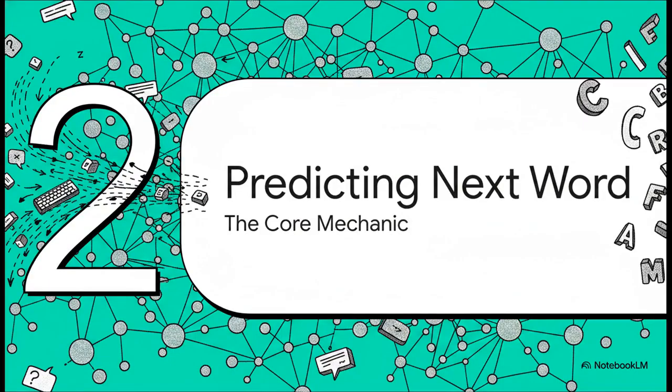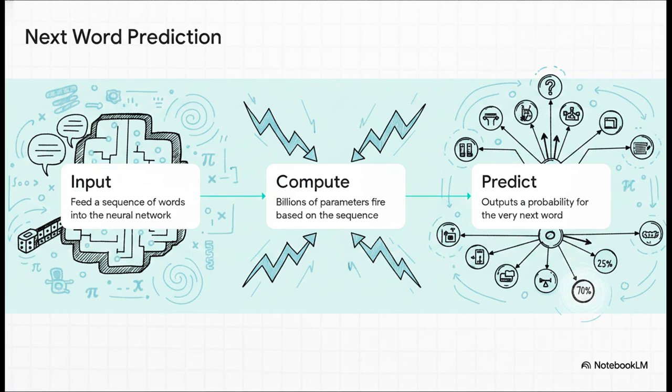Let's move to Section 2, predicting the next word, the core mechanic. So what do those 140 gigabytes actually do when you type a prompt into them? Well, the underlying transformer architecture isn't really thinking the way you or I do. It's performing a massive mathematical calculation. It simply takes your input sequence of words, fires its digital neurons across billions of parameters, and spits out a statistical probability for what the very next word should be. You give it words, it predicts the next one. It is basically the world's most complex autocorrect.